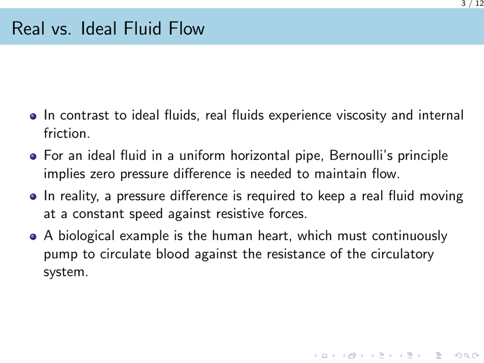This discrepancy is due to the property of viscosity, which is a measure of a fluid's resistance to flow. You can think of it as internal friction between adjacent layers of the fluid as they slide past one another. Our own circulatory system provides a perfect example. If blood were an ideal fluid, the heart would not need to pump continuously. Because blood is viscous, the heart must always work to create a pressure difference that overcomes the resistive forces in our arteries and veins.